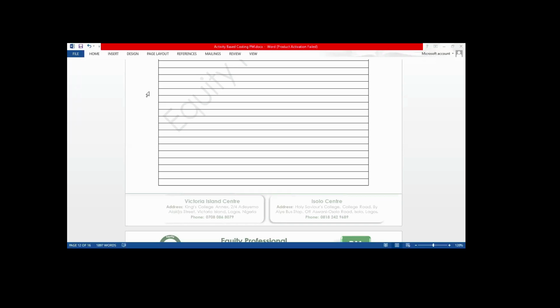The activities that give rise to overhead are what we call the cost driver. The factors that are giving rise to overhead costs are what is called the cost driver. These cost drivers are now used to account for overhead. They are used to determine how overhead will be shared and allocated to various products.